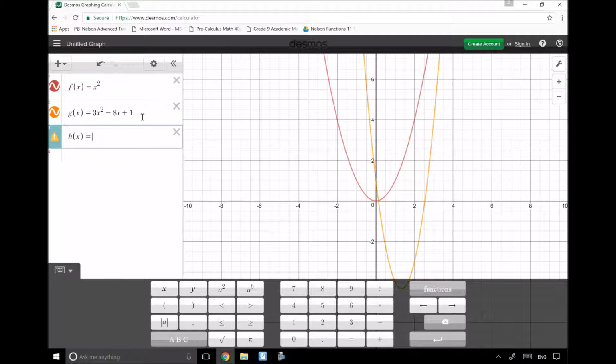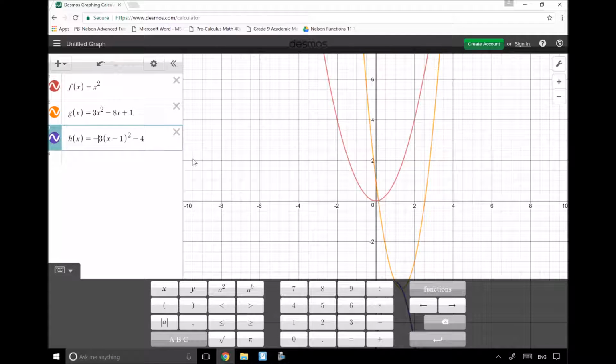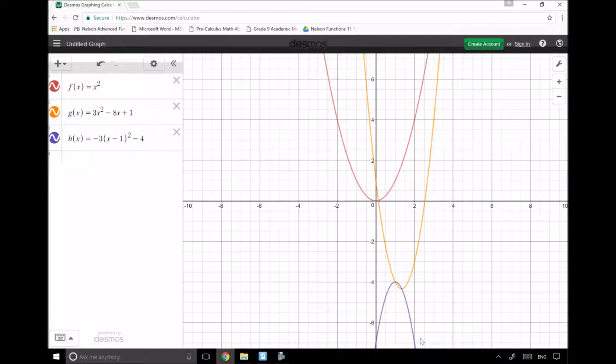Another example could be in vertex form. So I could have 3 times x minus 1 squared minus 4, for example. So again, here's another parabola that's part of the family right here. And let's make this negative so you can see that it could also be an upside down parabola. And it doesn't matter whether it opens up or down, as long as it is a parabola, it's part of the quadratic family of functions, okay? Where the parent is x squared.